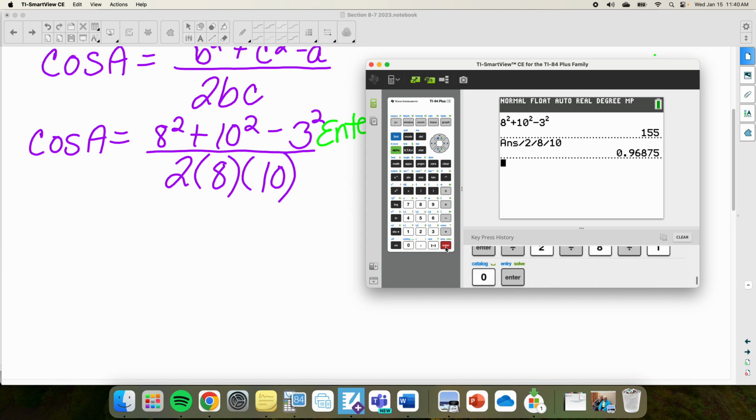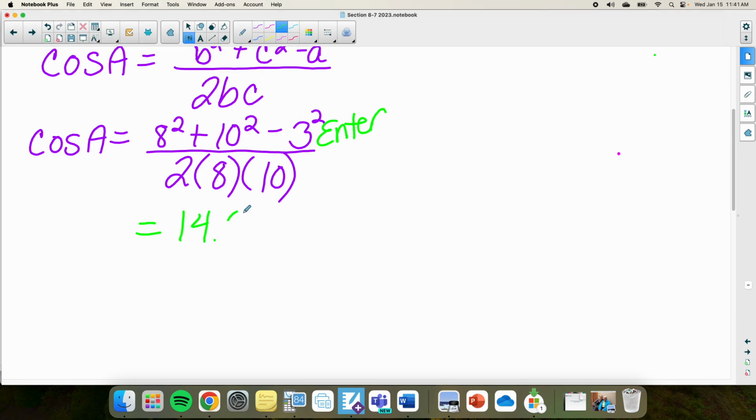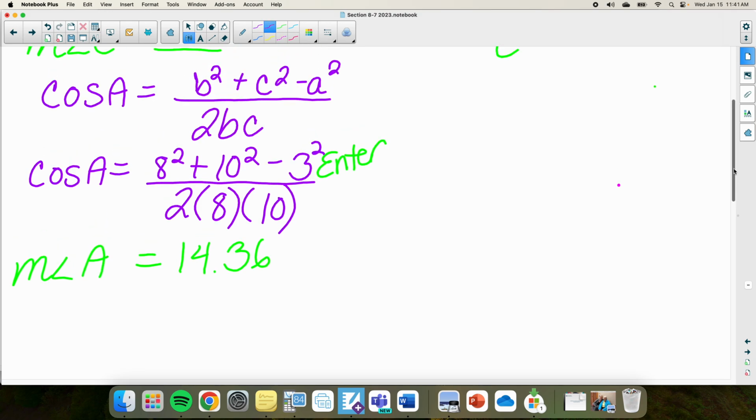And did you guys get 0.96875? And you should get something less than 1. If you didn't, the next step you'd get an error. Now, that's cosine of A. So now I have to hit second cosine, second answer. And did you guys get 14.36? Okay. So the measure of angle A is 14.36 degrees.